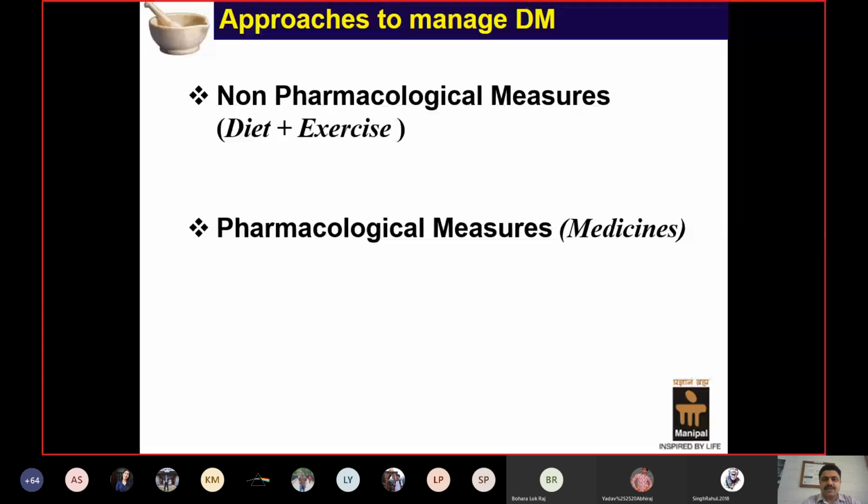So to manage diabetes mellitus, there are two aspects. One is non-pharmacological measures and the other one is pharmacological measures. Okay, got it?